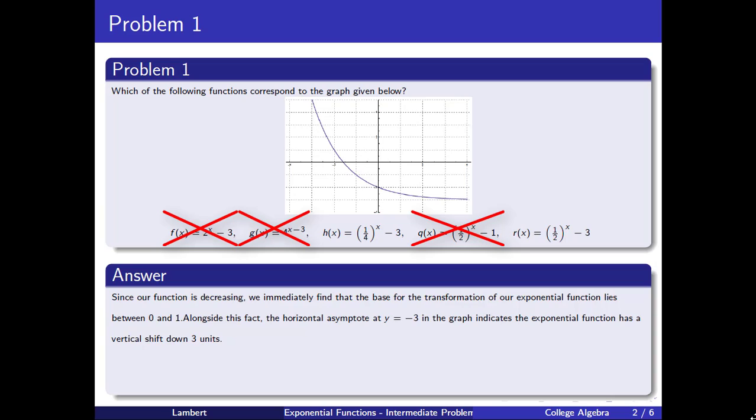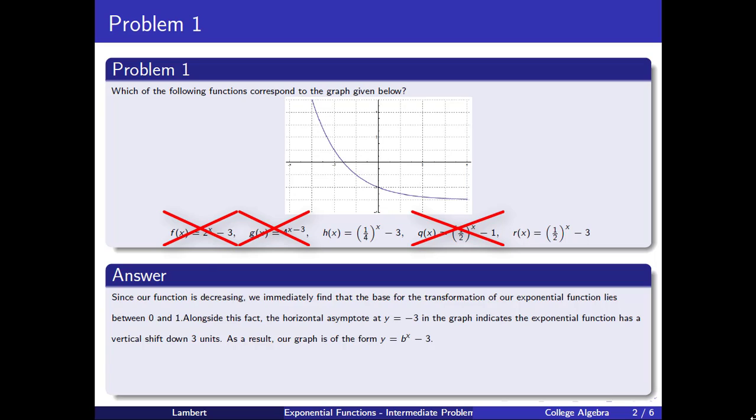And now we'll need to actually use some points on the graph. At this point we could try to use the point, notice you have 0, -2. But when you plug 0 into h of x, for example, you get 1/4 to the 0 power, which is 1, minus 3, which is -2. And if you do the same thing for r of x, plug in 0, you get 1/2 to the 0 power, which is 1, minus 3, which is -2. So both of those line up with the graph.